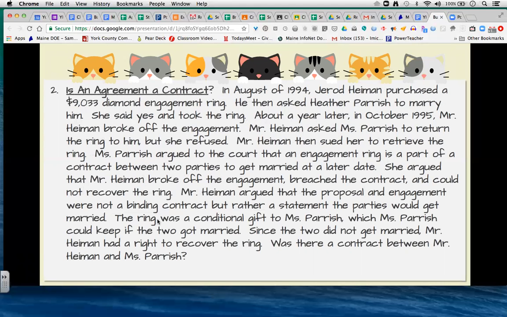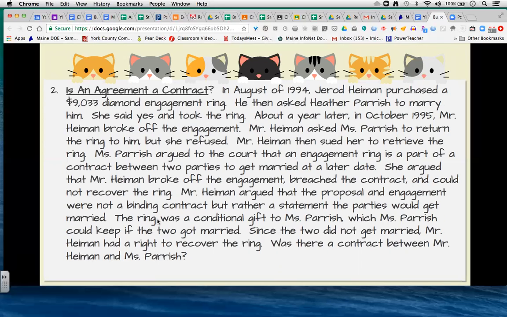And let's take a look at this particular one, number 2. Is an agreement a contract? And this was a real case. In August of 1994, Jared Hyman purchased a $9,033 diamond engagement ring. He then asked Heather Parrish to marry him. She said yes and took the ring.